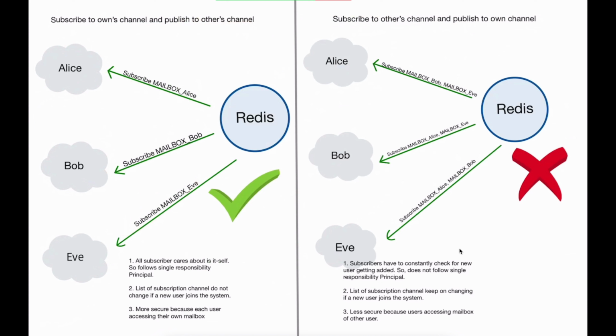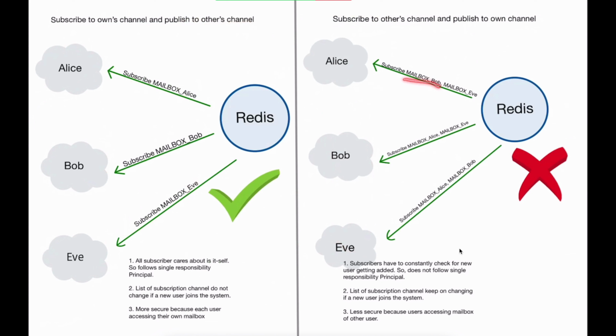So the problem is, number one, in principle it destroys the principle of single responsibility. Now Alice is coupled with Bob and Eve. Now tomorrow if some other guy joins this system or takes the subscription of this system, now all the other people would need to subscribe to one more person.